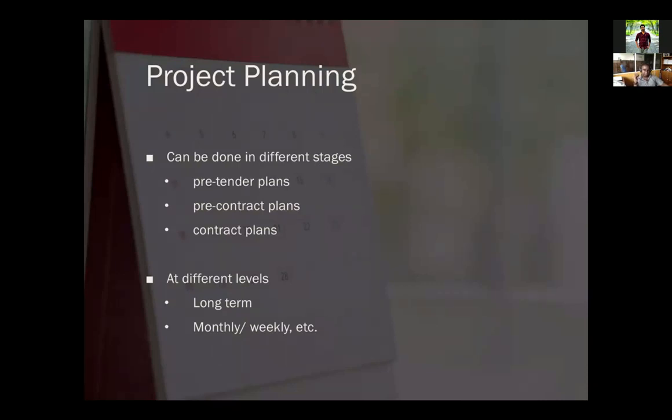So let's assume that you are going to plan a construction project. There are several stages that we plan the project. You know the process of project planning. First, the consultant starts something. He prepares a tender. In preparation of the tender, he should have a plan for the project. That's the pre-tender plan. This is before the tender.